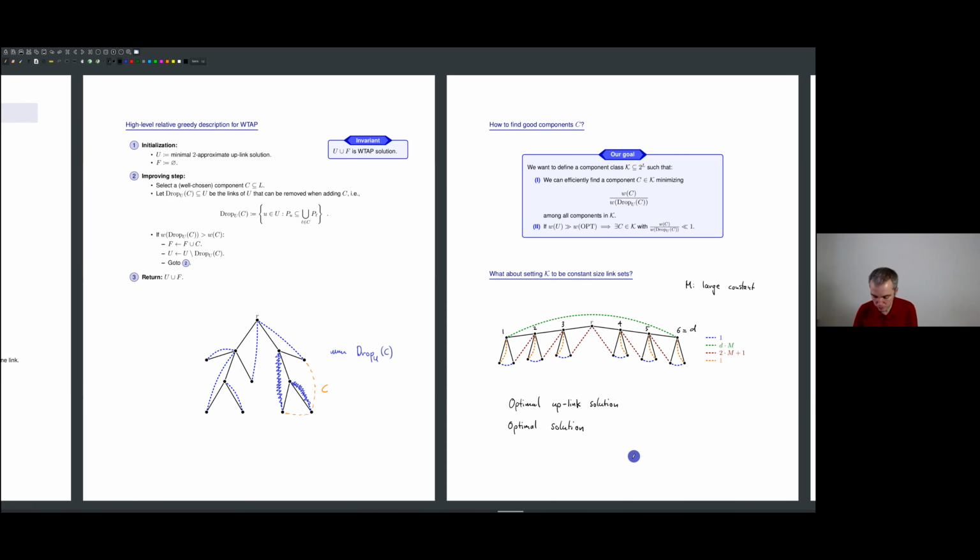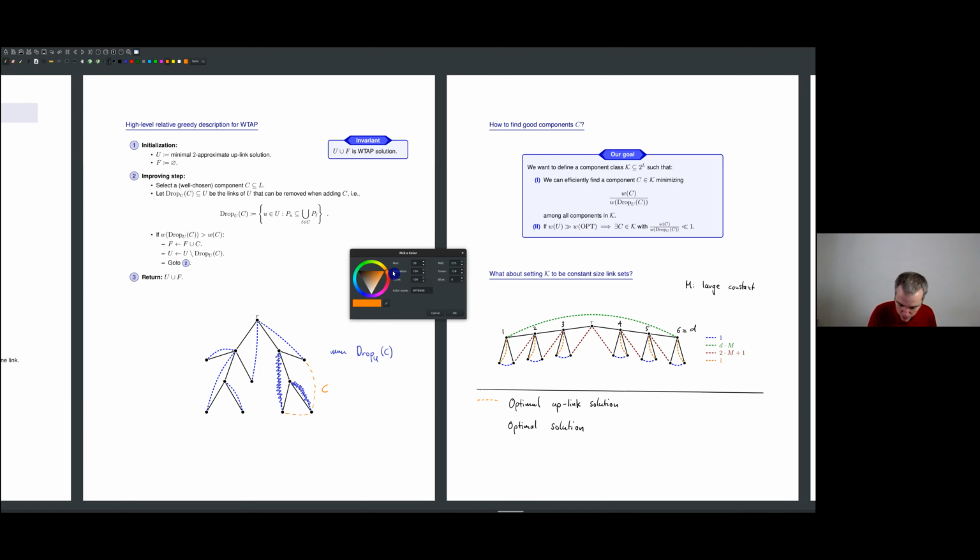So let's check. So optimal uplink solution. So you see the root is in the middle. The optimal uplink solution consists of the orange links and the brown ones. Whereas the actual optimal solution are all the blue links and the one green link you see on top.